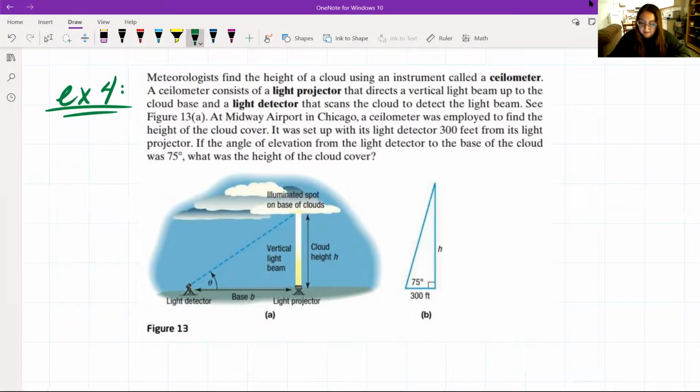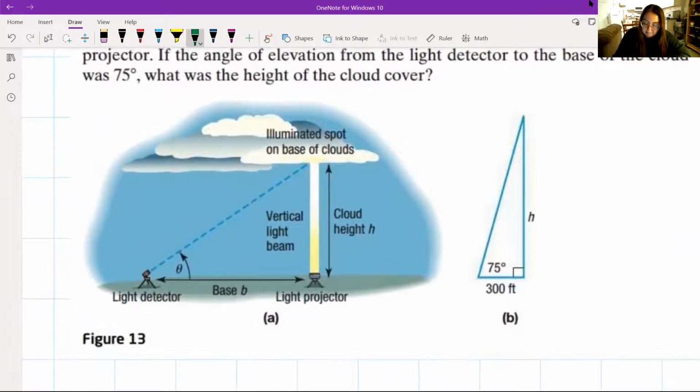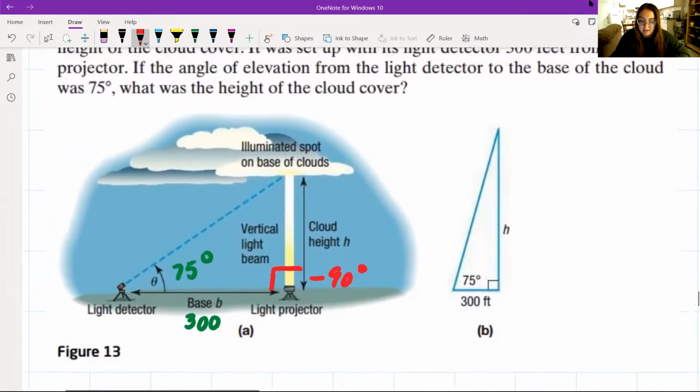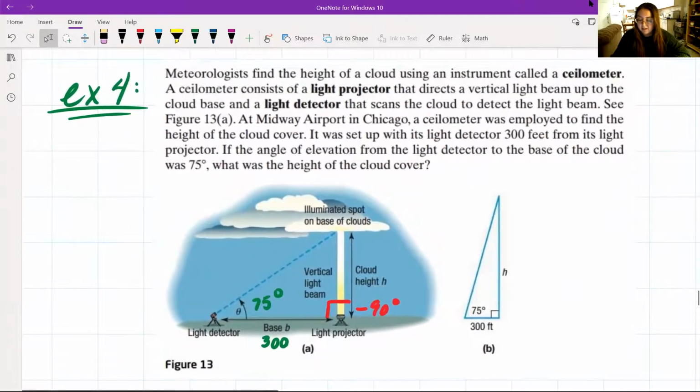So we go ahead and fill in these values. Let's zoom in here a little bit. We see that base B is 300 feet, and our angle here is 75 degrees. What we can also notice is that this is a right triangle, so we know that this is 90 degrees. And in figure 13b here, we do actually see what's written out. And we're looking for the height.